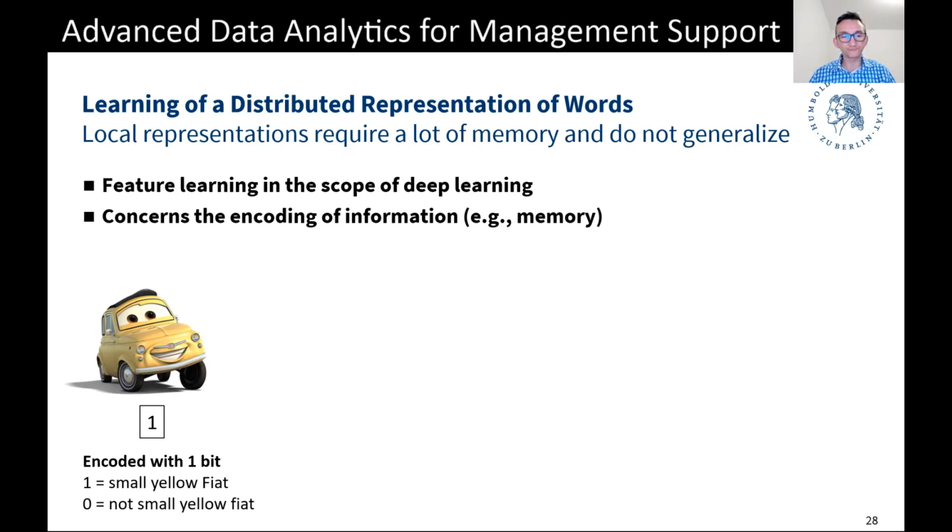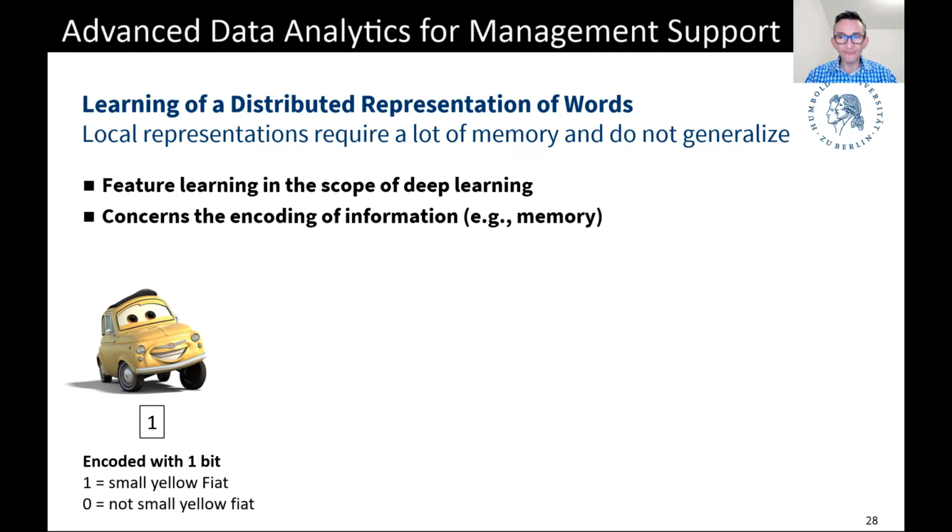So here we have Guido. Sorry, we have Luigi. Oh, I'm so rubbish. We have Luigi here. And let us assume we are trying to find an encoding, a way to encode the information that we see here, which could be a binary variable with two states: we see a small yellow field, 1, or we don't see a small yellow field, 0. That is a local representation of the concept of this little small yellow field.